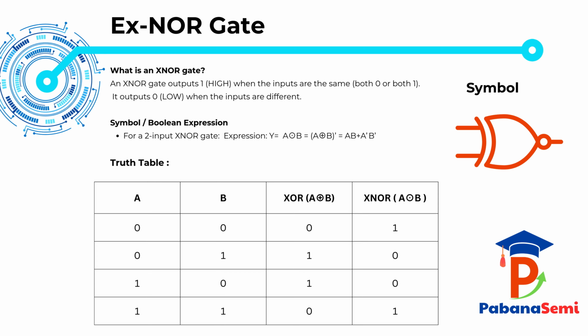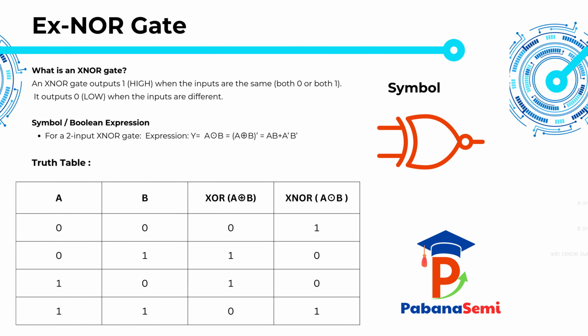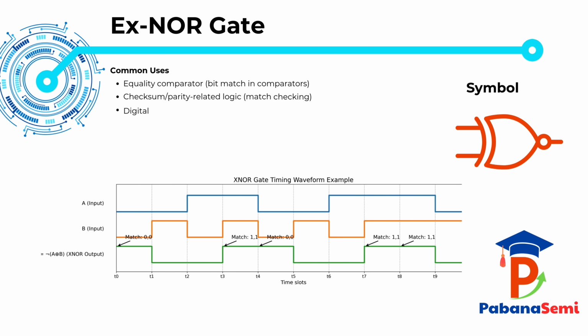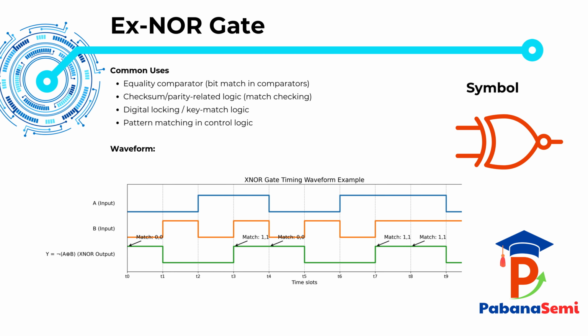On the right side, notice the symbol. It looks like an XOR gate, but with a small inversion bubble at the output. This bubble indicates the NOT operation, which converts XOR into XNOR. Now let's focus on the common uses of the XNOR gate, and then understand its timing behavior through the waveform.